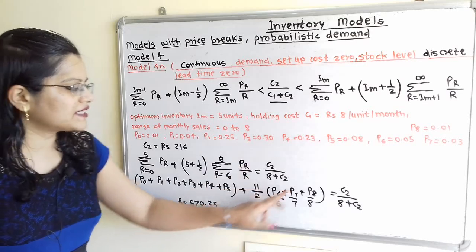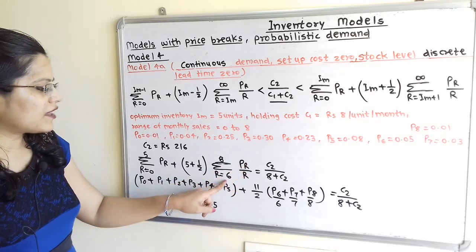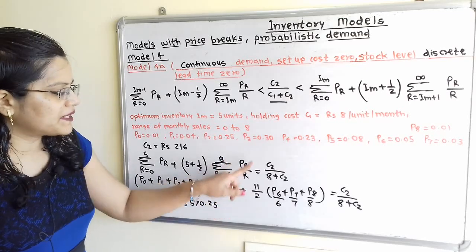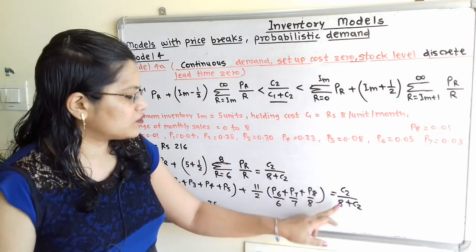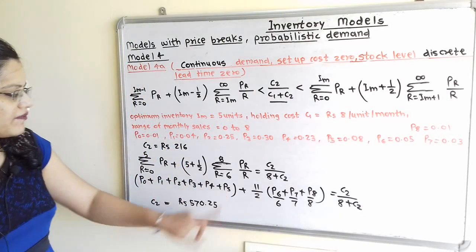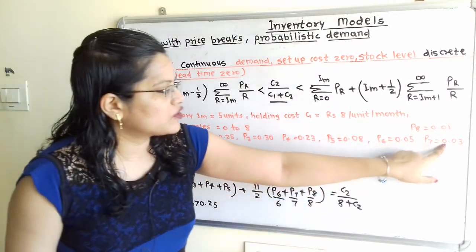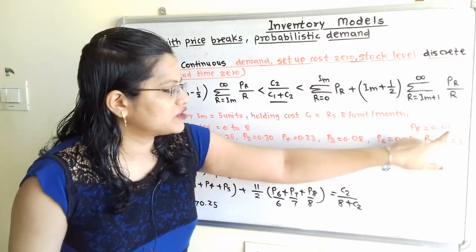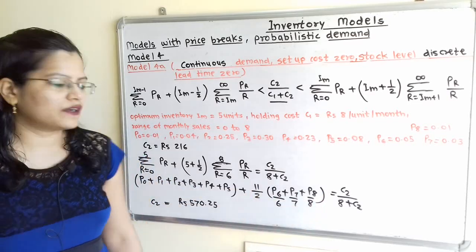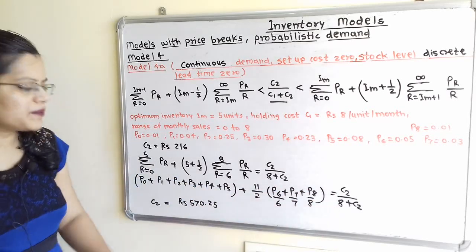Now in the second bracket we will take this summation P_R by R, and R from 6 to 8, that is P6 by 6 plus P7 by 7 plus P8 by 8, and on the right hand side C2 divided by 8 plus C2. Now when we put all the values from P0 to P5 as well as P6, that is 0.05 by 6 plus 0.03 by 7 plus 0.01 by 8, we have to solve this bracket first, then multiply with 11 by 2. And when we solve this, we will get C2 equal to rupees 570.25.